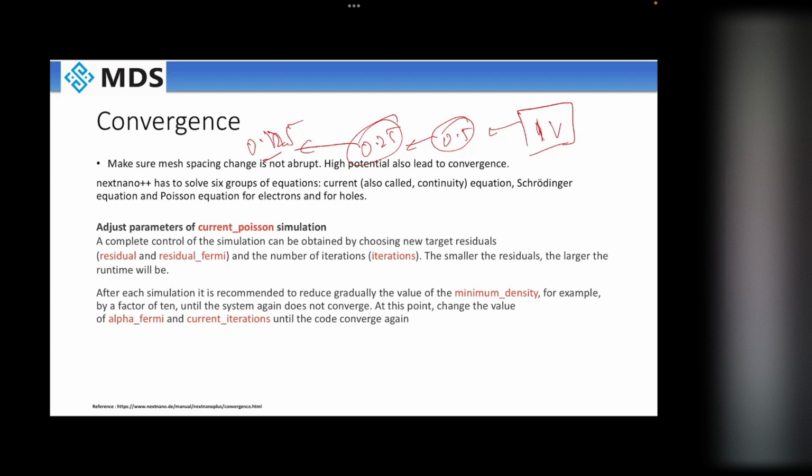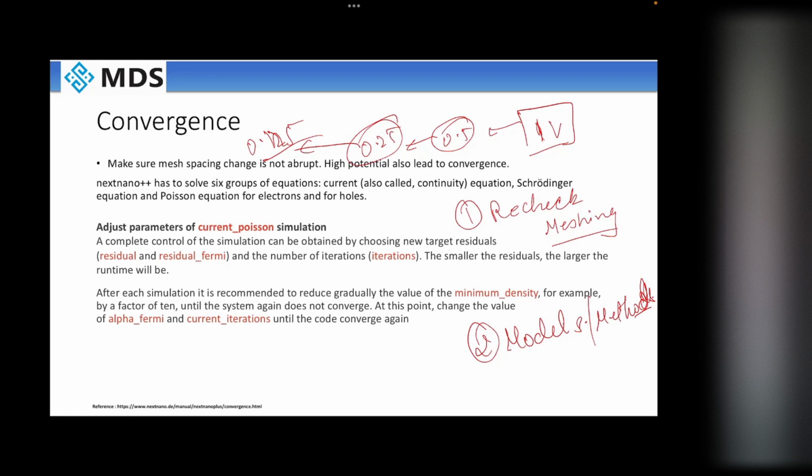A few things you can do for convergence. One is to recheck the meshing, whether your meshing is proper or not. This is the primary part you need to check. Then after that, you need to check your models. The second thing is models and methods.